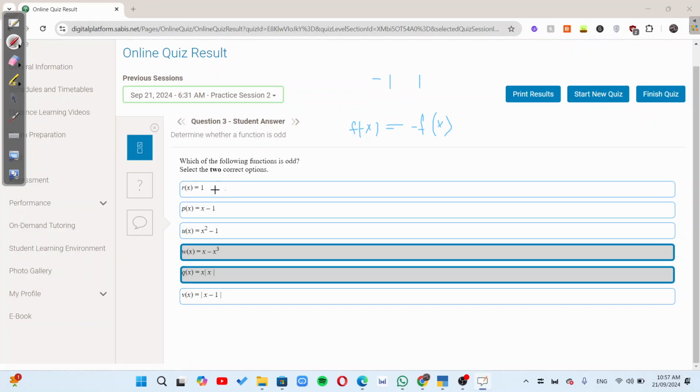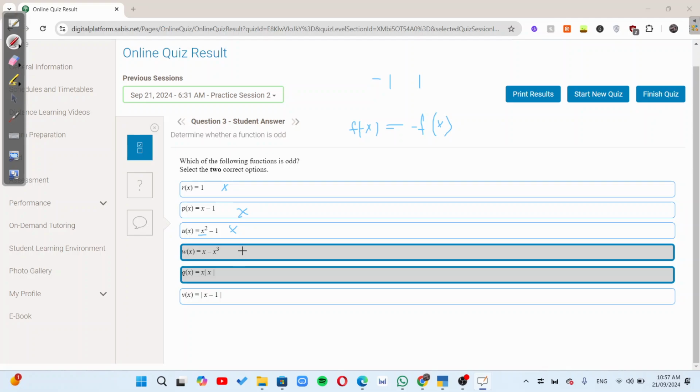1, no, because like I said, if you don't have an x, it's immediately even. So definitely not. x minus 1: if you put a 2, 2 minus 1 is 1. Negative 2 minus 1 is negative 3. They have opposite signs, but they're not opposite numbers. They're not the same number. So no, they have to be the same number and opposite. x squared minus 1: we said anytime you see an x directly with a square, this is even. So no.